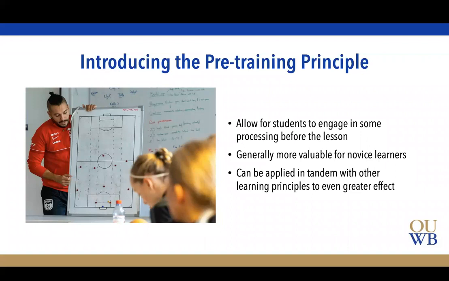There's evidence to support that this is generally more valuable for novice learners, but novice can be a sliding scale. So if we talk about this in terms of medical education, we would talk about M1 students, of course, being more novice than M4 students. So I wouldn't get too caught up on this per se, but the pre-training principle might be especially valuable in courses where you're engaging with M1 students, but also potentially M2 students.